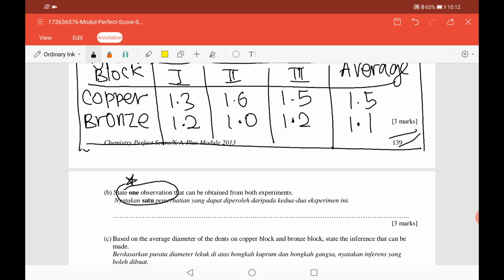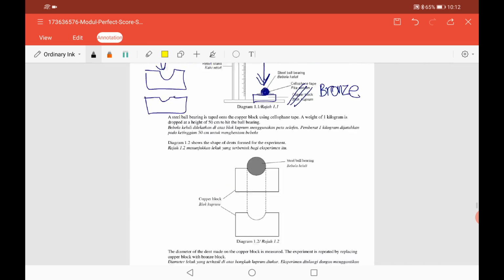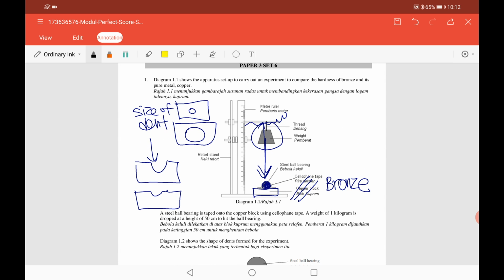So in this experiment, what we are looking for, what we can see. Like I said just now, we are trying to drop the weight to hit on the steel ball bearing. The steel ball bearing will produce a small dent, a small hole. So we are focusing on observing the size of the dent.